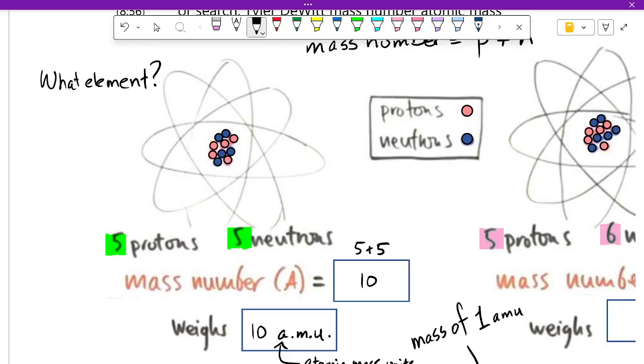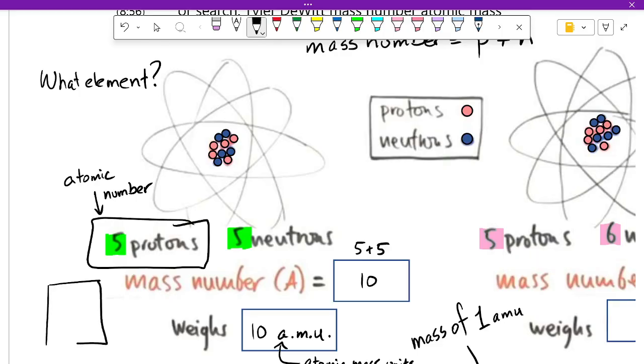Who has an atomic number of, is it 10 or is it 5? Protons is the atomic number. So who has an atomic number of 5? Boron, okay? So that's our atomic number there. It has 5 protons, so it is boron.